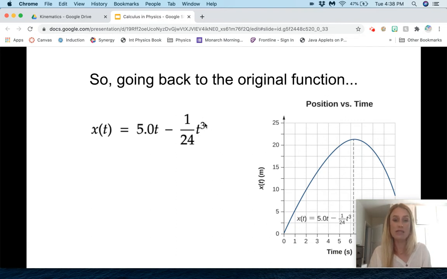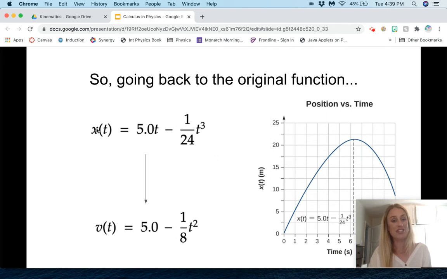Again, take this 3 right here, multiply 1 over 24 times 3. So we get 3 over 24, which is just 1/8 if we reduce that fraction, and then times t to the 3 minus 1, which is just 2, so t squared. So our derivative ends up being 5 minus 1/8 t squared.